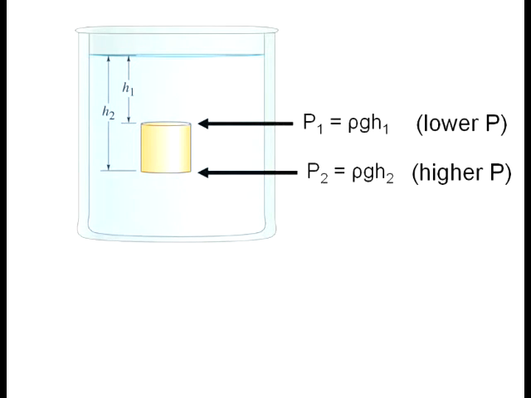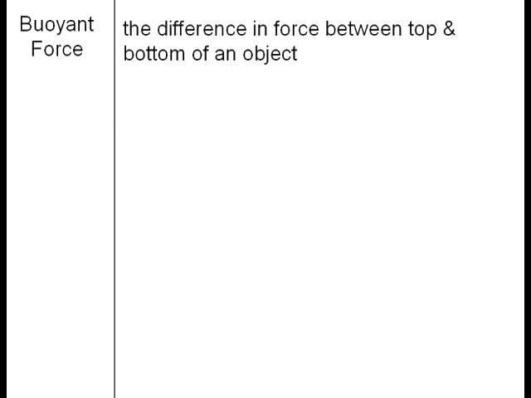Now if I multiply this pressure times the area, the surface area on the top and the bottom of the object are the same. So we get a force on the top and a force on the bottom. There's a higher force on the bottom, and that makes a net force going upwards. We call that net force the buoyant force. It's the difference in force between the top and the bottom of the object.